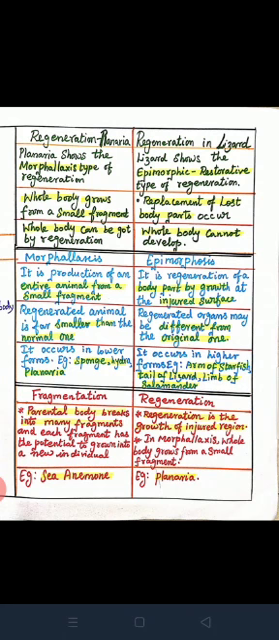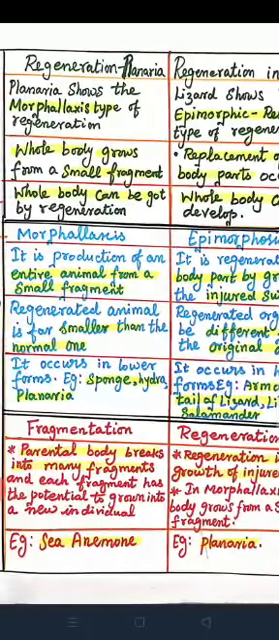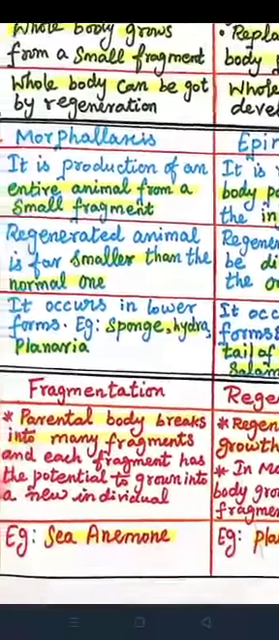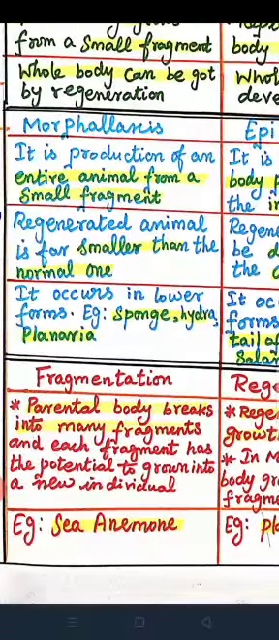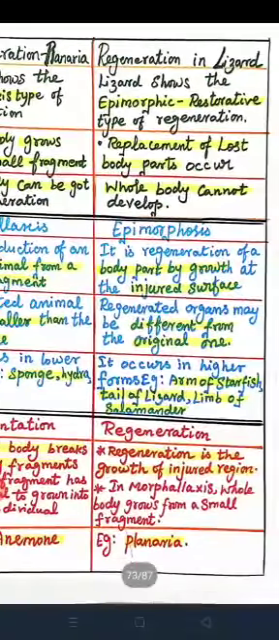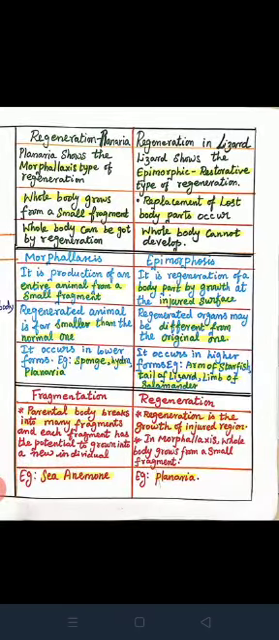Yes. Now, comparative table 3. Fragmentation versus regeneration. What is fragmentation? Sea anemone. Will you be able to recall the pedal laceration in sea anemone? Yes. Fragmentation: the parental body breaks into many fragments and each fragment has the potential to grow into a new individual. Example, sea anemone. What about the regeneration? Regeneration is the growth of injured region. In Morphallaxis, whole body grows from a small fragment. Example, planaria. These are the comparison tables. Right?